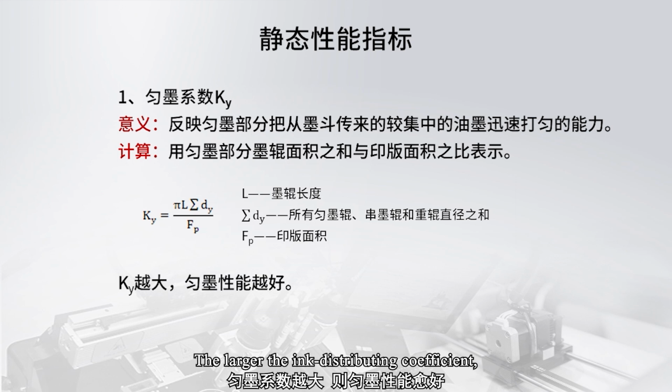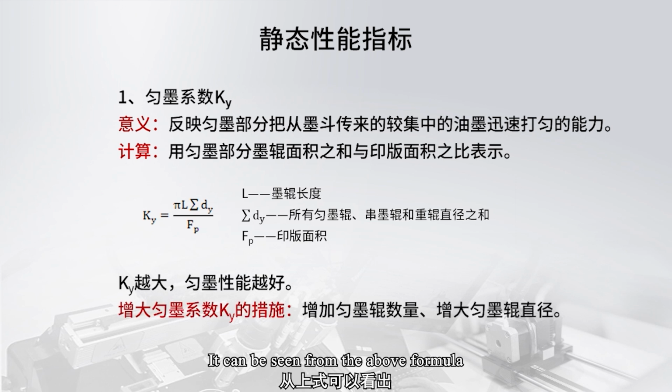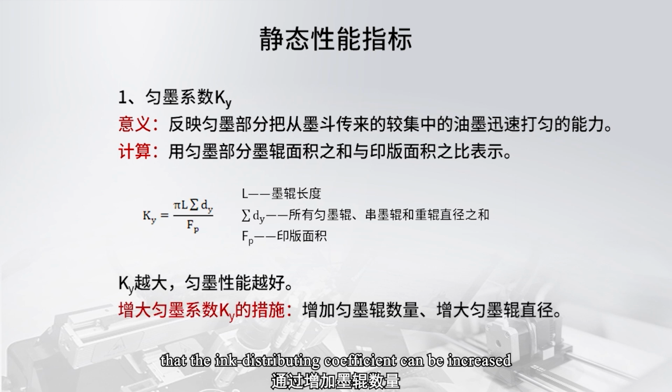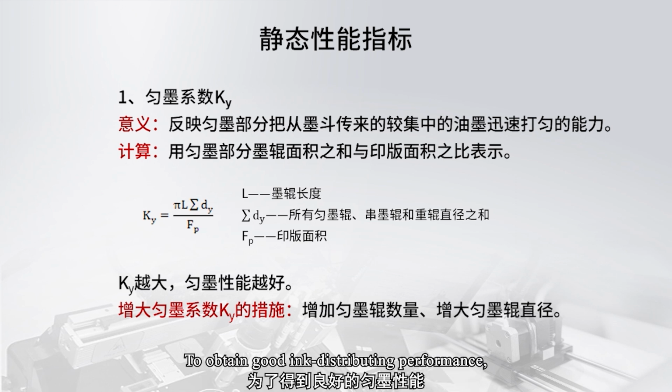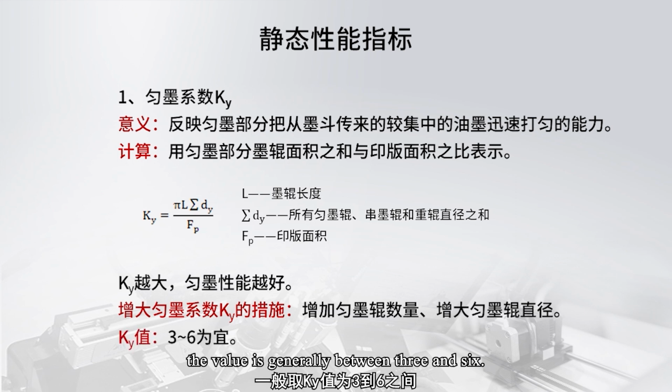The larger the ink distributing coefficient, the better the ink distributing performance. It can be seen from the above formula that the ink distributing coefficient can be increased by increasing the number of ink rollers or the diameter of the ink rollers to obtain good ink distributing performance. The value is generally between 3 and 6.